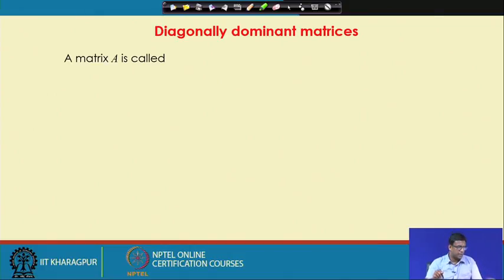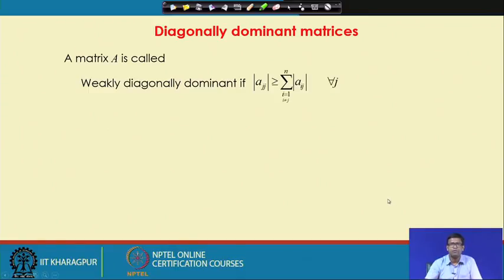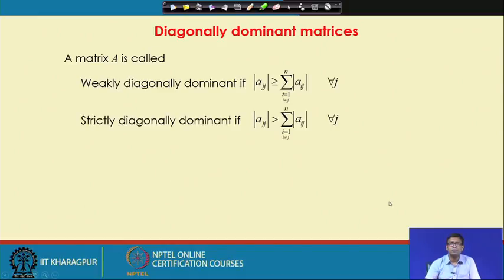A matrix A is called weakly diagonally dominant. We will look into a few definitions of diagonally dominant matrices. A matrix is weakly diagonally dominant if any diagonal term is greater than or equal to the sum of all off-diagonal terms of that particular row in absolute form. They may be greater than the sum of off-diagonals or equal to the sum of off-diagonals. We call it strictly diagonally dominant if all the diagonal terms are greater than the sum of the off-diagonal terms of that particular row.